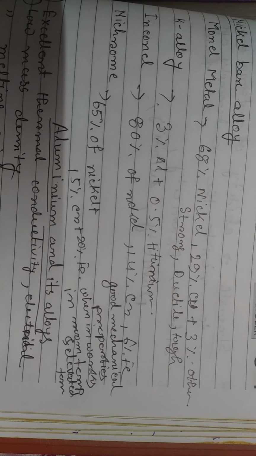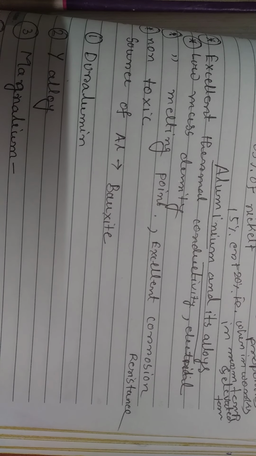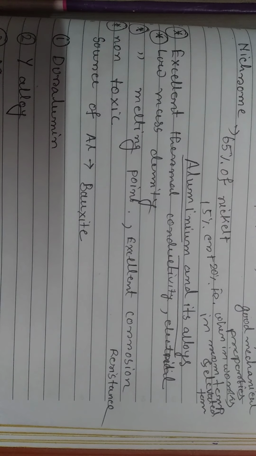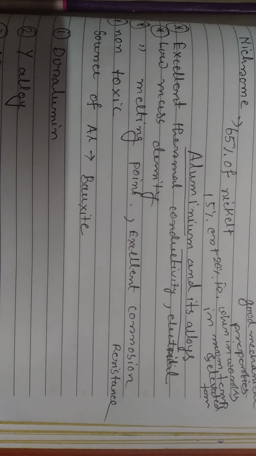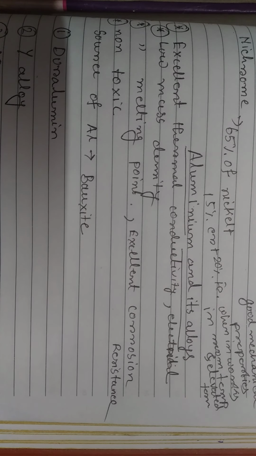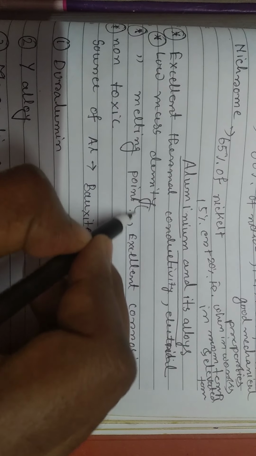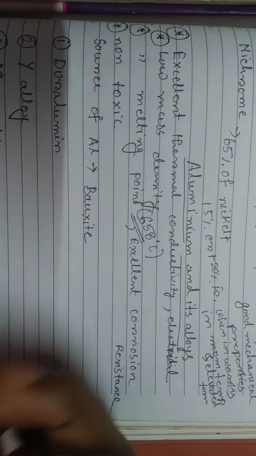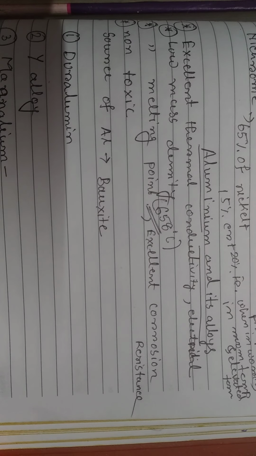Now the next topic we can discuss is aluminium and its alloys. Some points are written here. First, aluminium is obviously an important non-ferrous, actually pure metal, which has important properties like excellent electrical as well as thermal conductivity, low mass density, and low melting point. Generally it varies, but you can write down 658 degrees Celsius theoretically. It also has excellent corrosion resistance and is non-toxic.